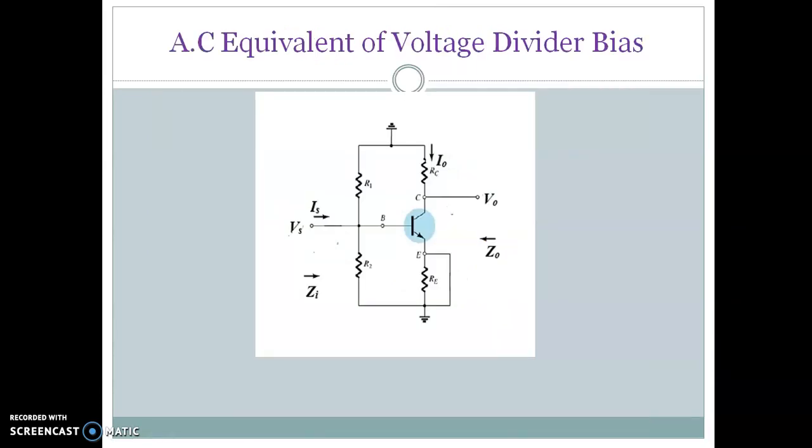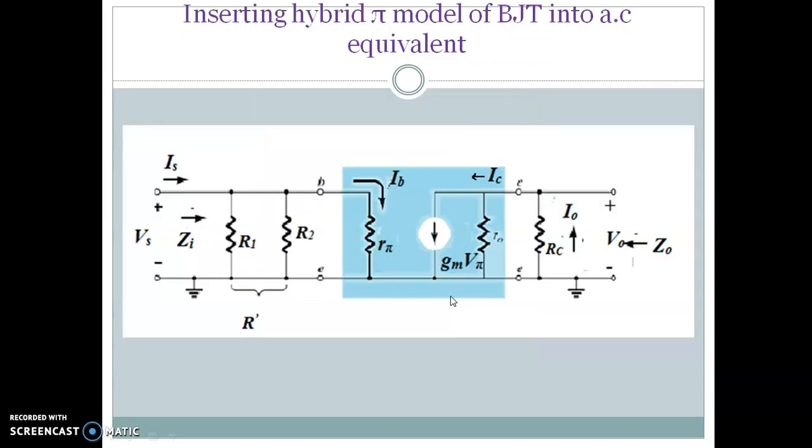The AC equivalent circuit of the voltage divider bias circuit is drawn by just short circuiting your coupling as well as your bypassing capacitor. So at the emitter terminal, the capacitor is being short circuited. So the effect of Re becomes nullified, because here this is Re parallel 0, so it is as if your emitter terminal is being connected to the ground.